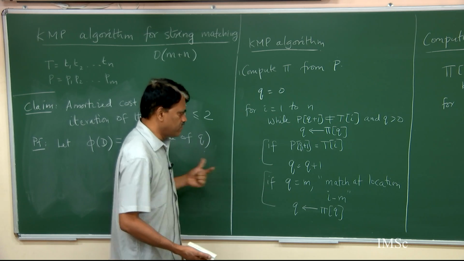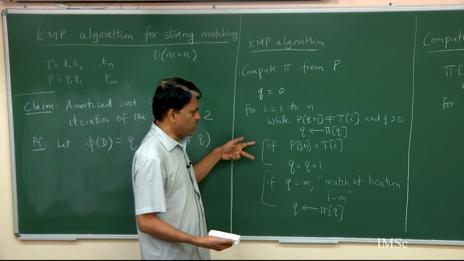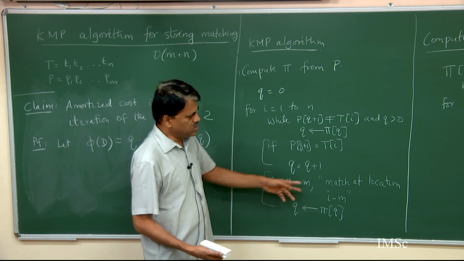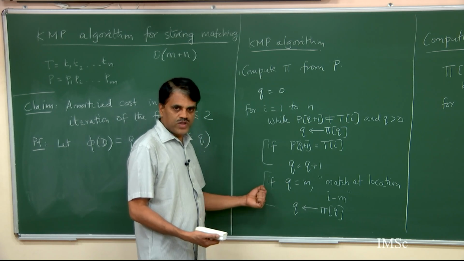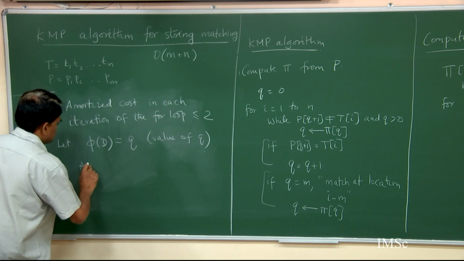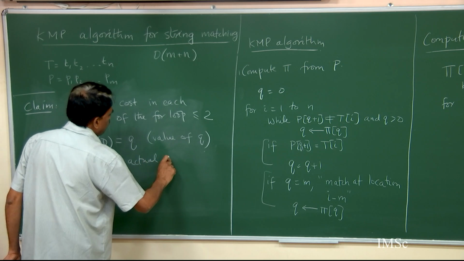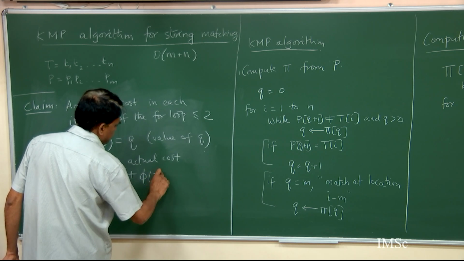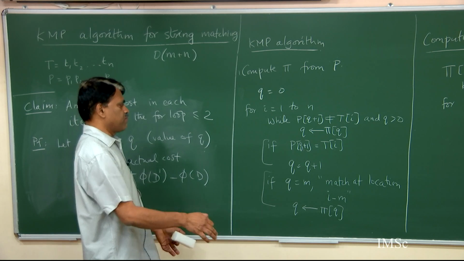Now, the potential value q increases by 1. So, actual cost plus the potential change is 1 plus 1. So, this is 2. In the other case the actual cost is 1, some comparison, something happening, and q decreases. So, the amortized cost is 0, right. Amortized cost, recall, is actual cost plus whatever the potential afterwards compared to before.